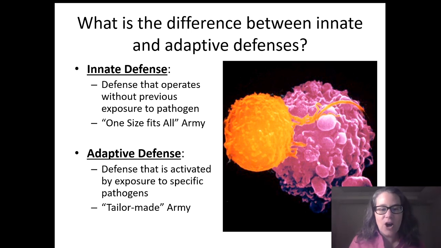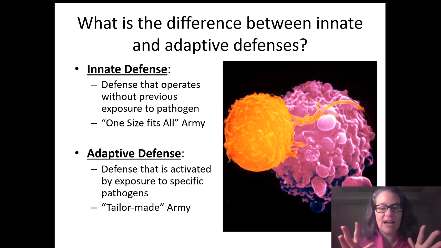Innate defenses are those defenses that operate without previous exposure to a pathogen. This is much like a one-size-fits-all t-shirt that you buy. These particular defenses, you're often born with them. They're going to work very non-specifically. That means they're going to attack anything that is non-self.